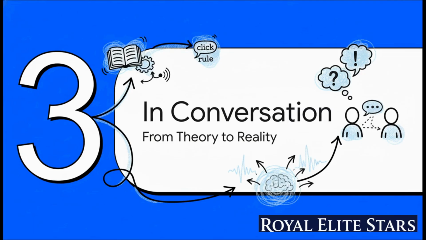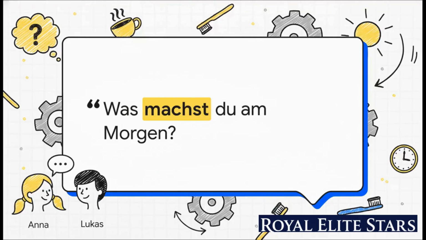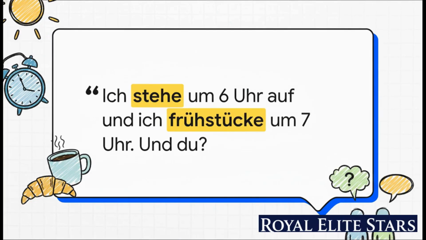Now let's see how this builds from just a rule on a screen into a real, living conversation. Because knowing the rule is one thing, but seeing it in a natural human exchange, that's when it truly clicks. It all kicks off with a question. Anna asks Lucas, Was machst du am Morgen? What do you do in the morning? Questions are the engine of conversation, right? And hey, even in her question, notice where the verb machst is? Yup, position 2.